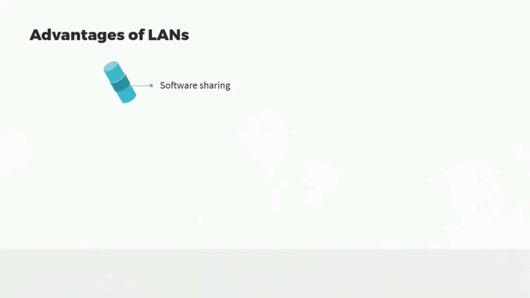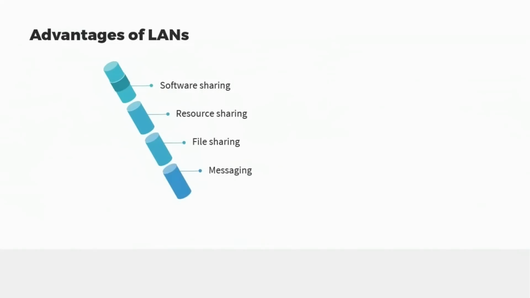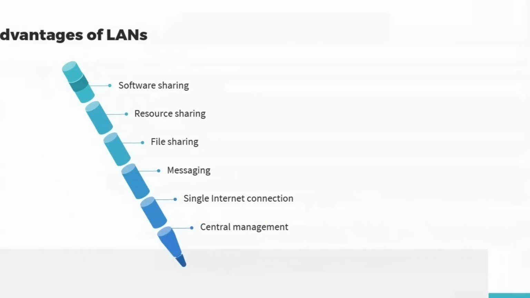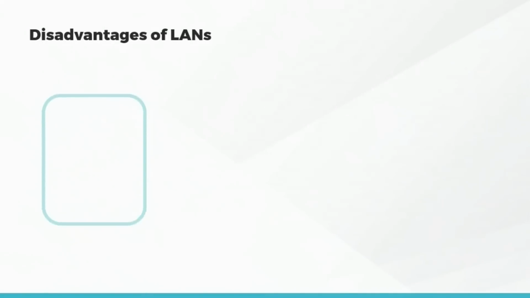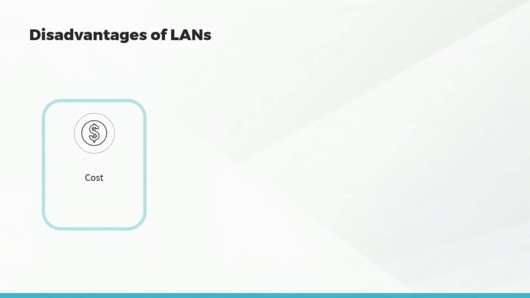LANs offer many benefits, including application sharing, resource sharing such as printers and file sharing, fast messaging services including both email and instant messaging applications. All users can share a single internet connection, and everything can be managed in a centralized manner by your network administrators. Some disadvantages can include the cost, although it's worth qualifying that statement by saying this would generally only be for implementing a new network. Once they're in place, the operational costs are relatively low, at least when compared to a WAN.